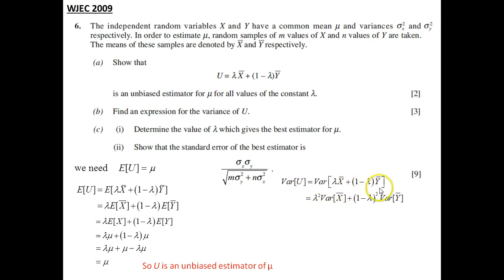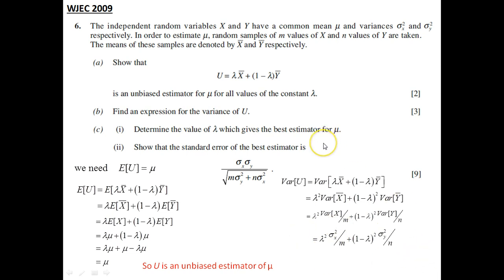We need an expression for the variance. We can take the variance into the function and square the coefficient. So we've got lambda squared times the variance of x bar plus 1 minus lambda all squared times the variance of y bar. The variance of x bar is equal to the variance of x over m, and the variance of y bar is equal to the variance of y over n. Sigma squared for x is the variance of x, and sigma squared for y is the variance of y. So we have this expression for the variance of u.